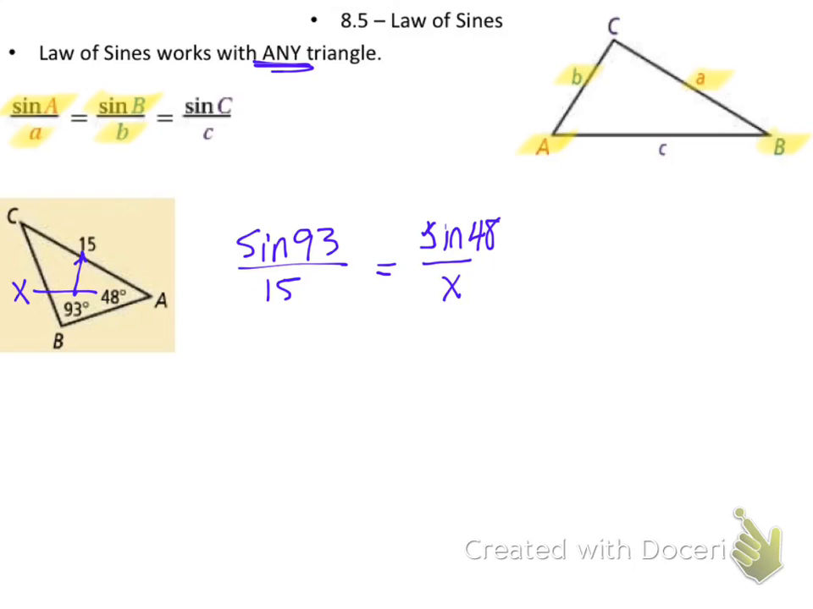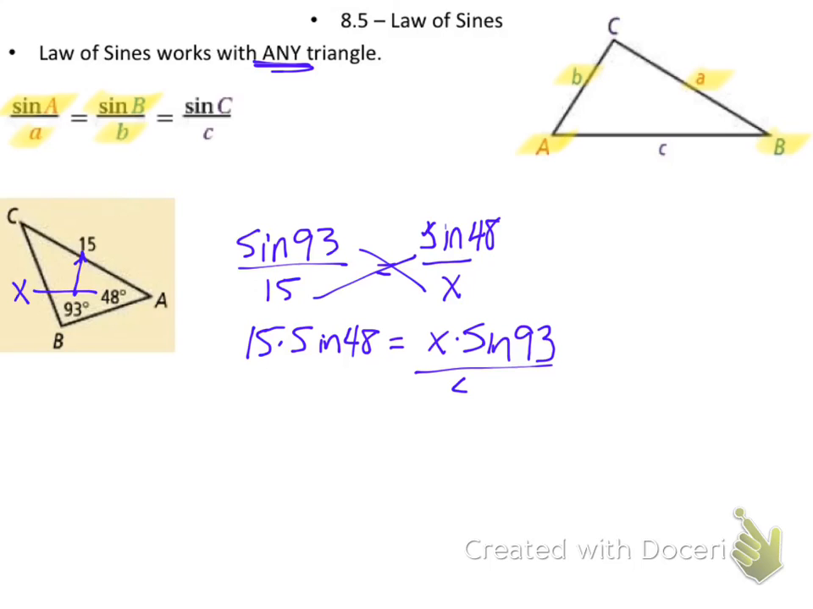And when I do this in my calculator, I want to be able to actually do it all as one big calculation in the end. So I'm going to do 15 times the sine of 48 is equal to x times the sine of 93. To find out what x is then, I can divide both sides by the sine of 93.